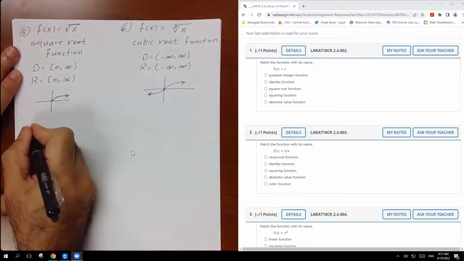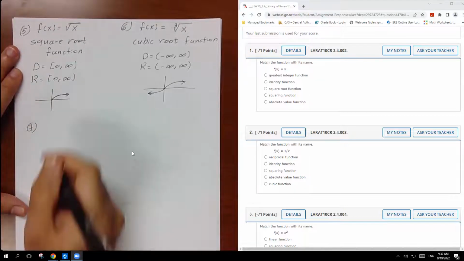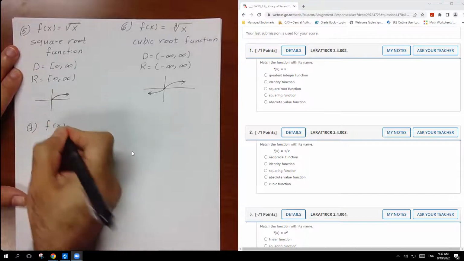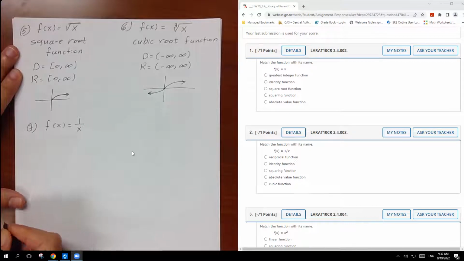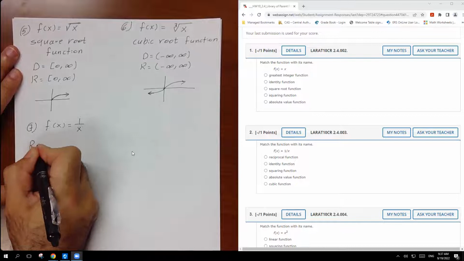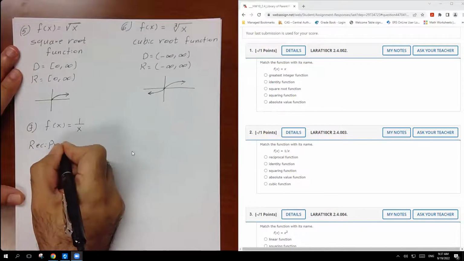Number 7, f of x equal 1 over x. This is called reciprocal function. This is important.